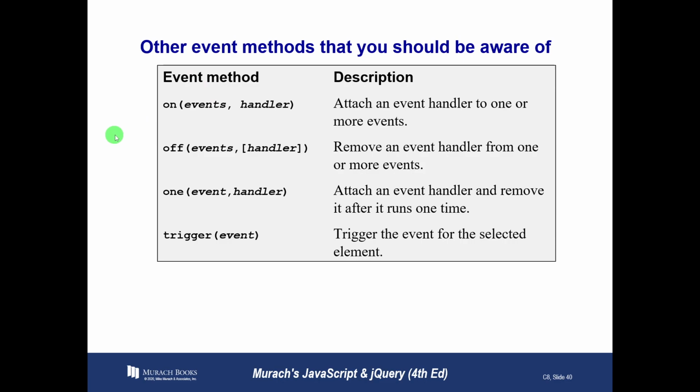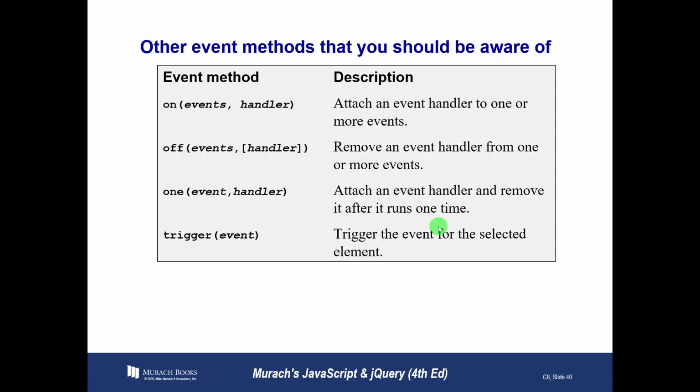Some other methods you should be aware of: the on method, the off method. On attaches an event handler to one or more events. Off takes the event handler off one or more events. One attaches an event handler and removes it after it runs once, so it never runs again.